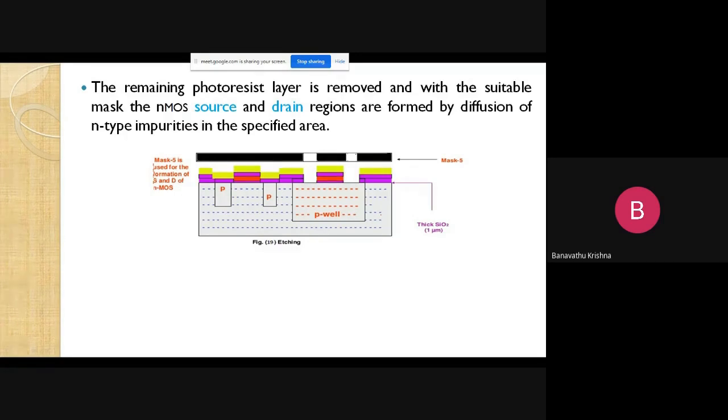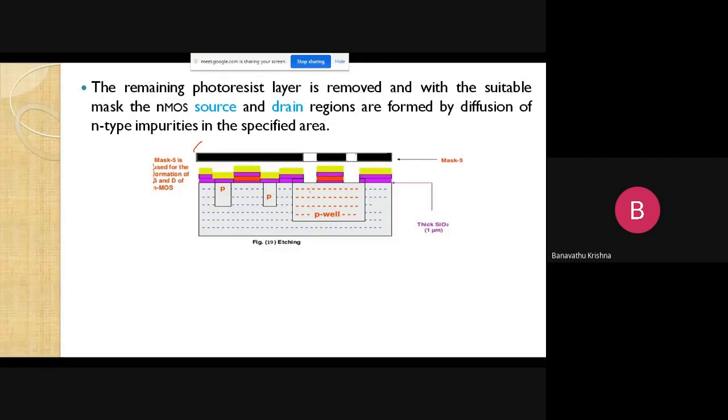Okay, so through this process, let us see here, the mask is going to be implanted over this. The mask is given here by this mask. The remaining photoresist layer is removed, and with the suitable mask, the N-mask source and drain regions are formed by diffusion of N-type impurities in the specified area.